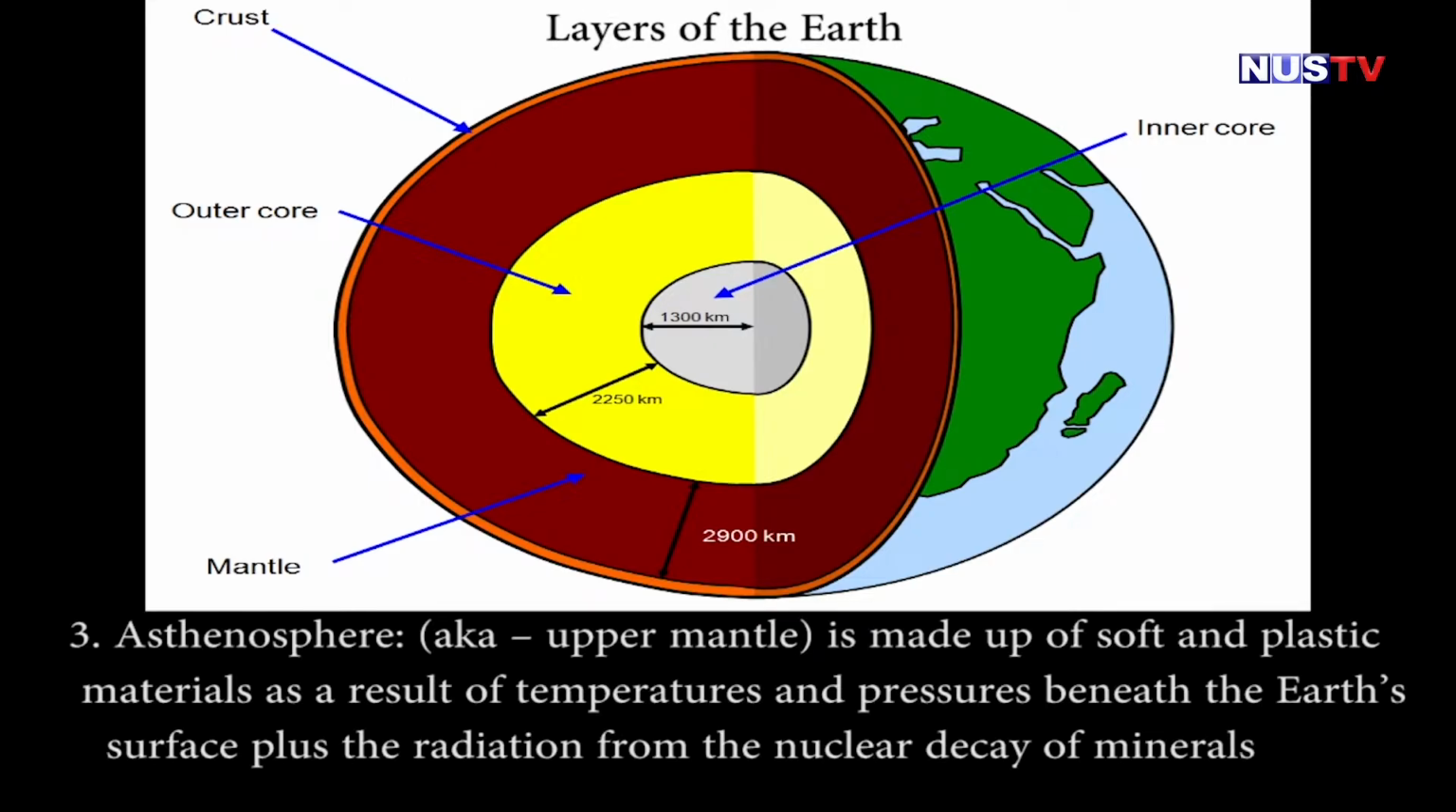Asthenosphere, also known as the upper mantle, is made up of soft and plastic materials.